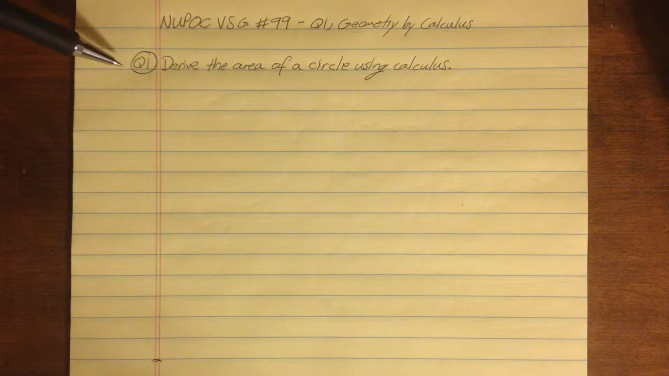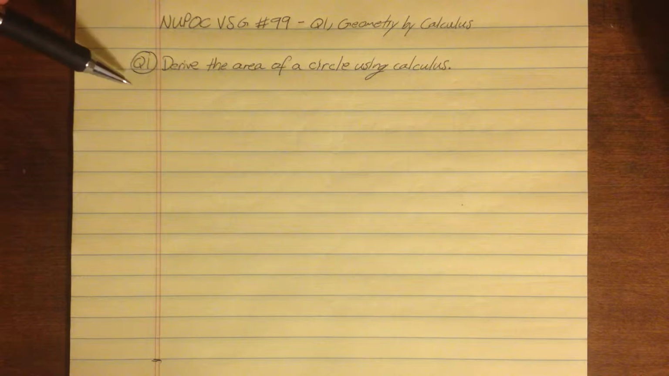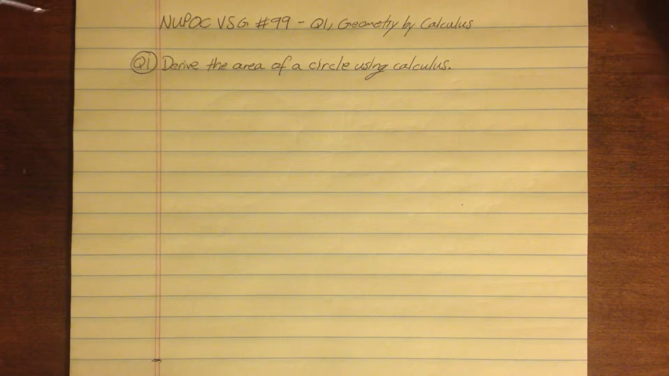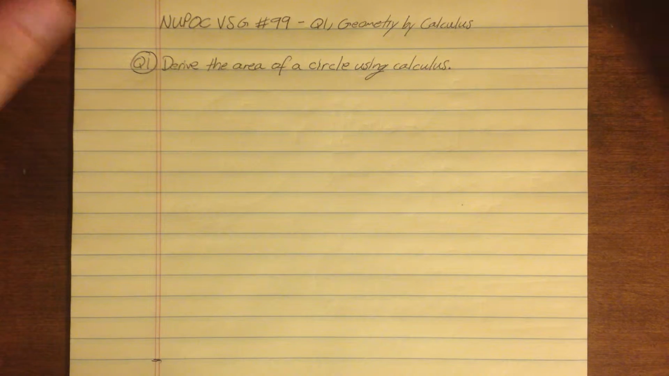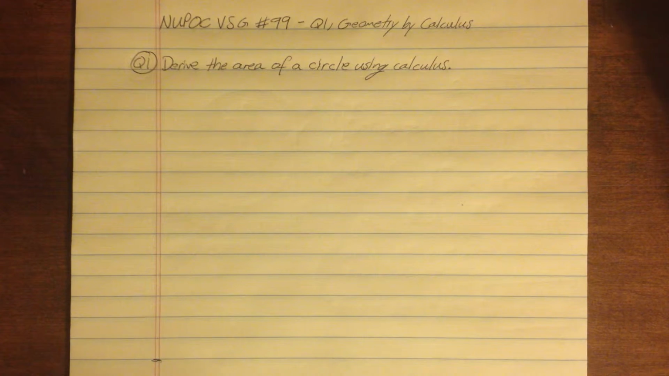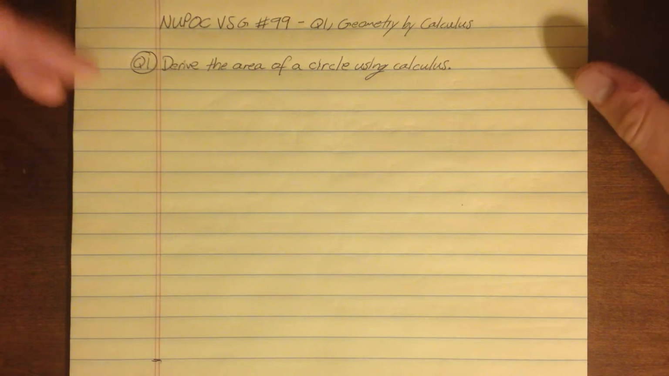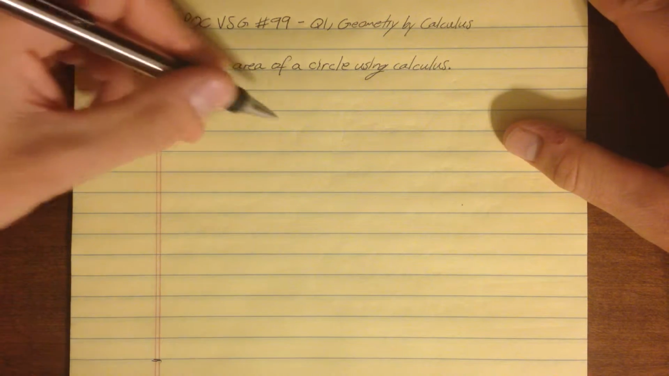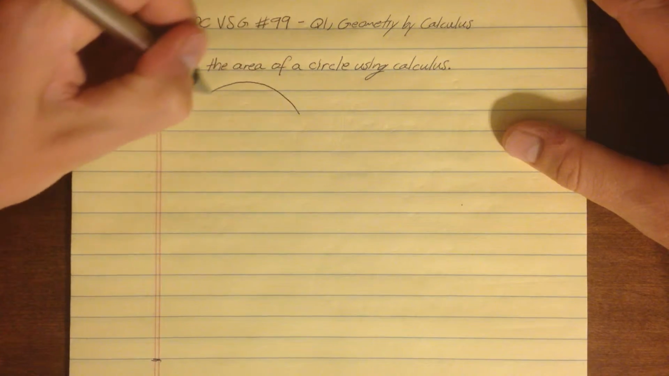So let's start by using calculus to derive the area of a circle. And there's actually two approaches to doing this. One is a little bit more general, and the other one you do some analysis up front and it makes the integral a little bit simpler. So let's take a look at the general method first.